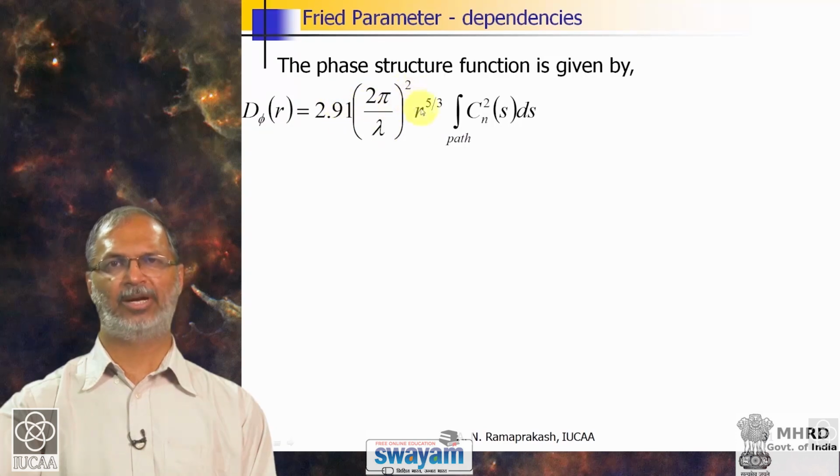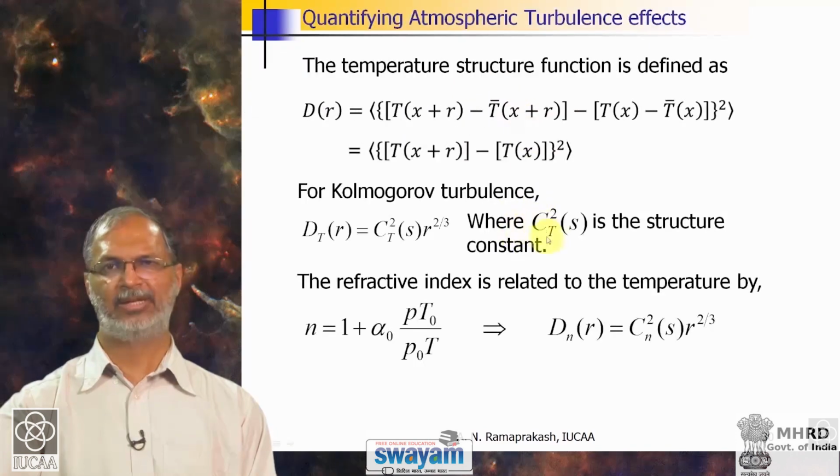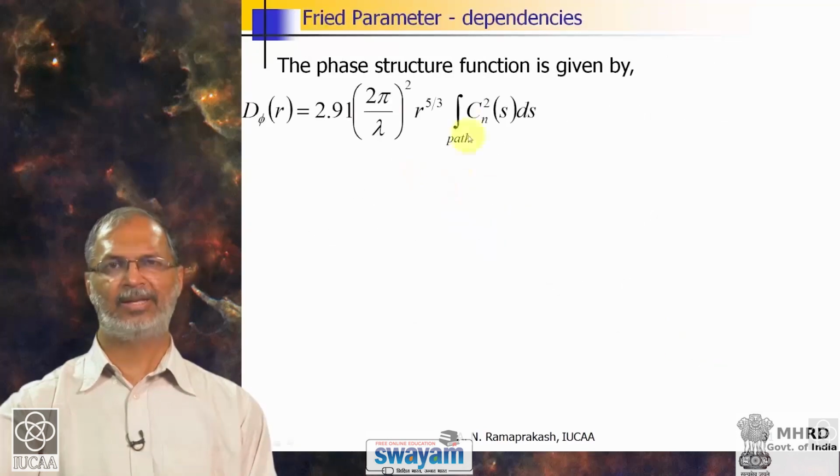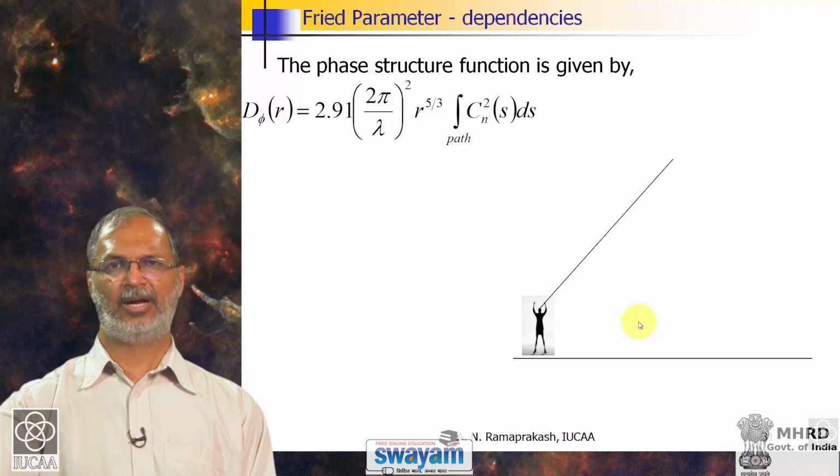So, if you translate that into phase, you can write this expression as 2.91 (2 pi by lambda) squared r raised to 5/3 times the integral of the Cn squared. You can see that the Cn squared is here. So, the total phase is the integral along the path which the light passes through in the atmosphere, and everything else other than this Cn squared comes out of the integral, and with the integration it gives you r raised to the 5/3 power. So, the phase structure function scales like r raised to 5/3, and it has a lambda raised to -2 dependence.